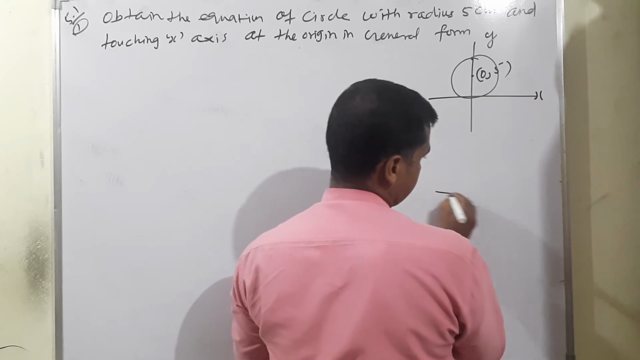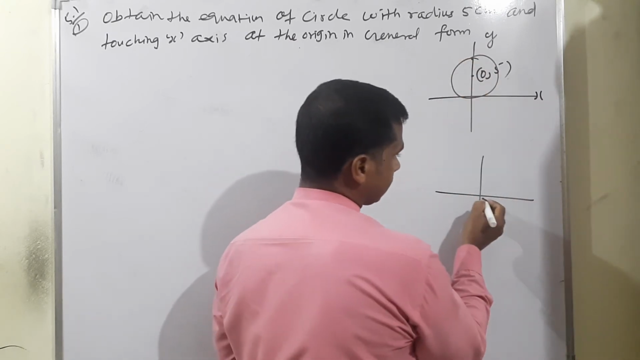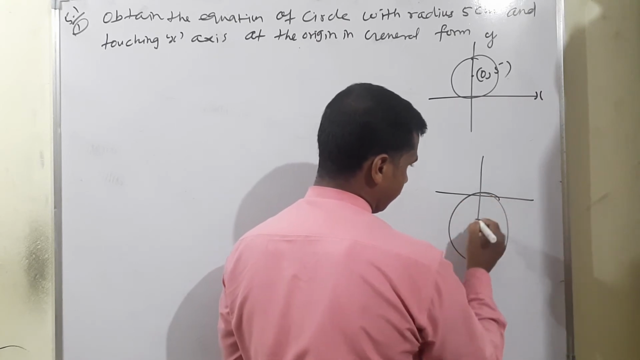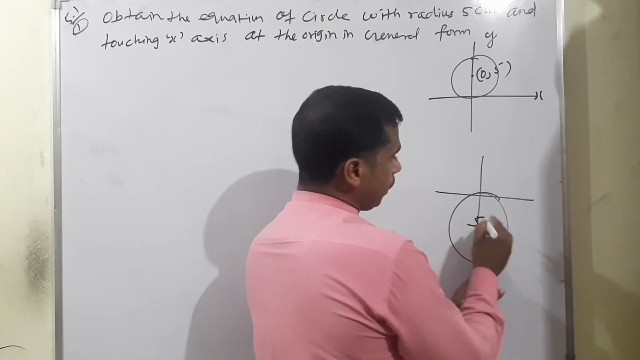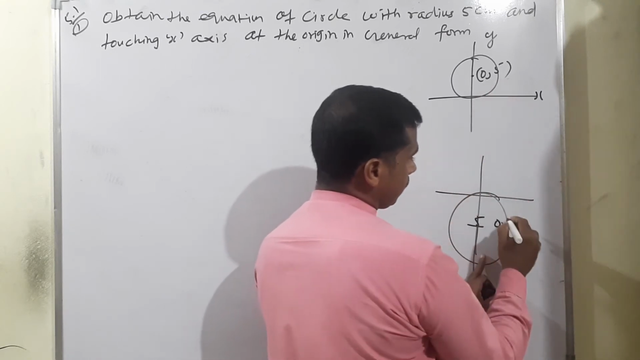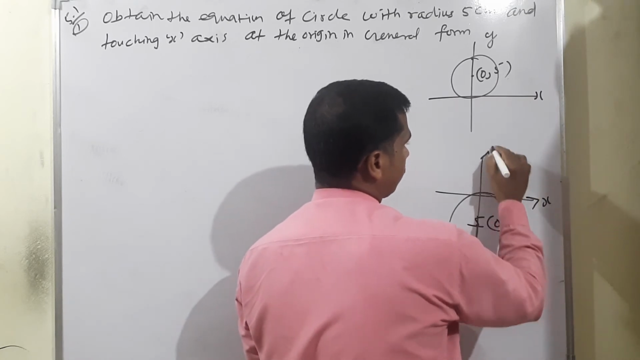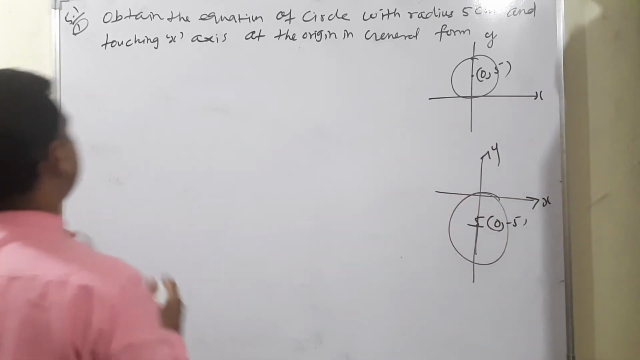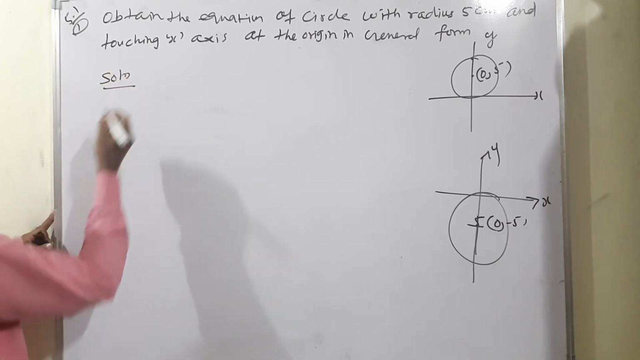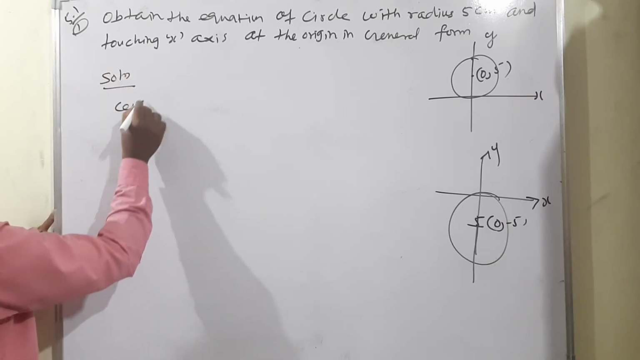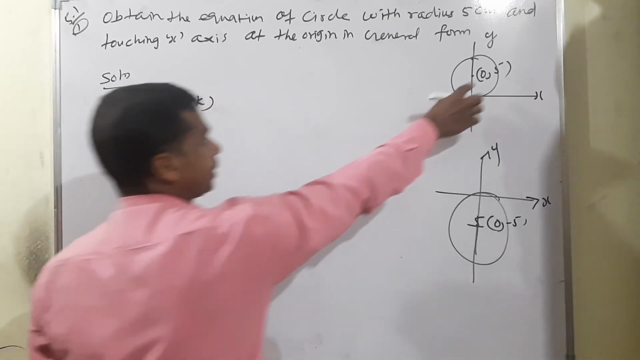The same circle touching the x-axis is over the x-axis. Now below the x-axis, what will happen? The center is also 5 away, but the y value, instead of plus 5, is considered as minus 5. That's all. If you know these two different types of circle, it will be easy to derive the answer. So first condition, solution: center h comma k means 0 comma 5.